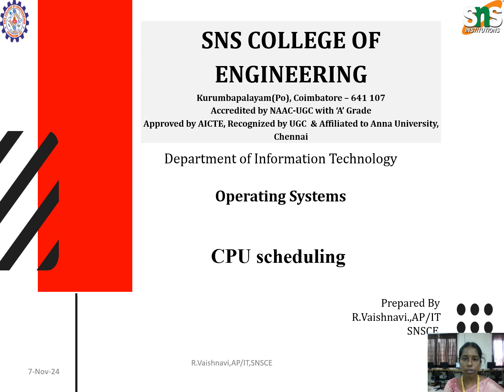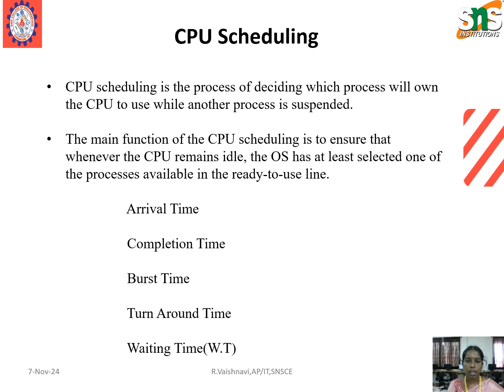Now we are going to see about CPU scheduling in operating systems. CPU scheduling is the process of deciding which process will own the CPU to use while another process is suspended. The main function of CPU scheduling is to ensure that whenever the CPU remains idle, the OS selects at least one of the processes available in the ready queue.